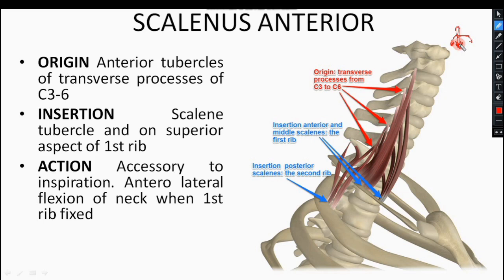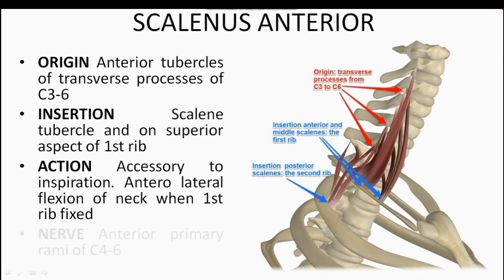So the action is, first, this is an accessory muscle for inspiration. It's not a chief muscle for inspiration, but it supports inspiration because it lifts the first rib. So it helps in inspiration. And second is the anterolateral flexion of the neck.